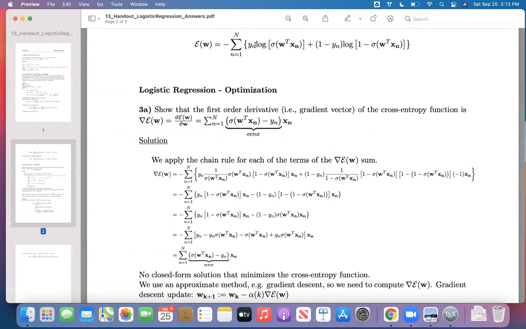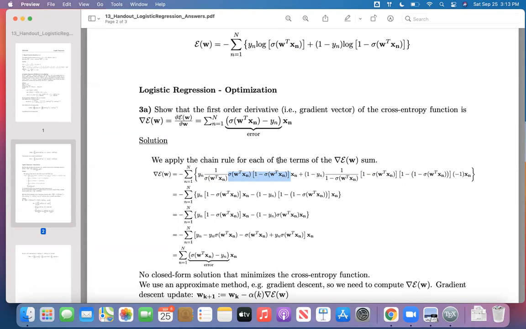We can see that this term is just a multiplier, so this term can stay here. Now we have the logarithm of an expression that depends on W, so this would be 1 over that expression. However, because we have a function that depends on W, we need to apply the chain rule and also multiply what we have so far by the first order derivative of this function with respect to W. So the first order derivative of a function sigma of n, we have shown that it is the product of sigma of n multiplied by 1 minus sigma of n.